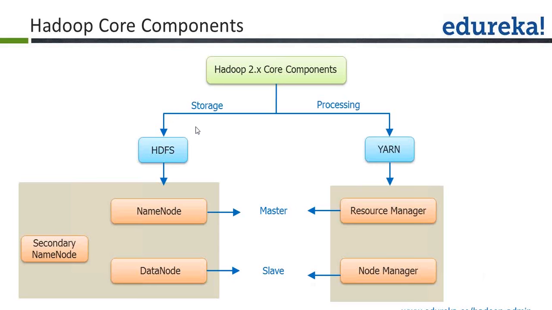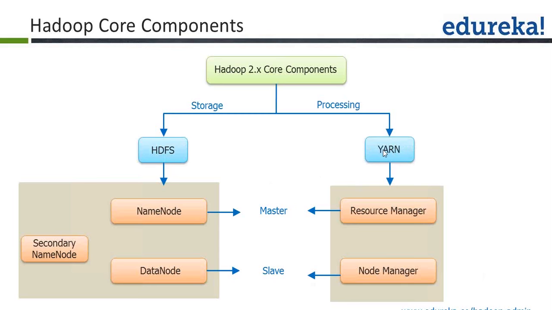Now on the storage, you have HDFS. HDFS is nothing but your Hadoop Distributed File System. And on your processing side, you see here YARN. YARN can be considered as the next version of MapReduce, which we typically call version 2 of MapReduce, right? Now with YARN, there are a lot of advantages also. That is completely out of scope here, but I'm just trying to give you a quick heads up on that.